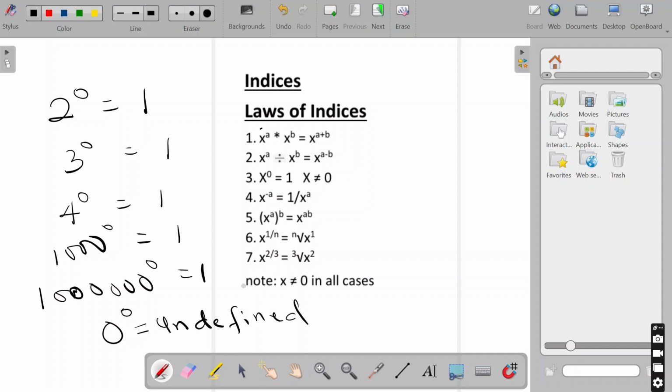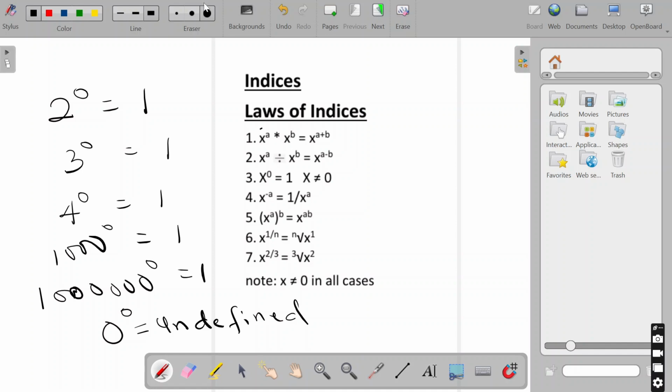So any other number raised to the power 0 is 1. Just memorize this law. Any number raised to the power 0 is 1. 2 raised to the power 0 is 1. 5 raised to the power 0 is 1. 10 raised to the power 0 is 1. No matter the number, 10 million raised to the power 0 is 1. 1 billion raised to the power 0 is 1. Just note that. Once you know that, you'll be fine.